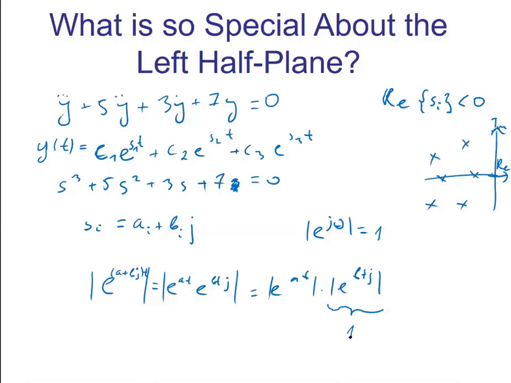So the condition for all of them to go to zero is that all of those A parts will be negative. And A is exactly the real part of S. Right? This is the condition. This is how it works. All of them should go to zero. All of them should converge, and then everything converges. Otherwise, it will diverge, if at least one of them is on the positive side. That's it. Okay? Any questions?